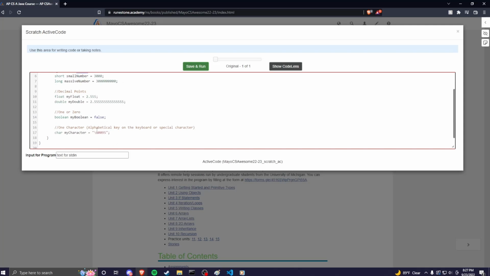Now, as you see here, there's a lot of different data types, okay? And these are called the primitive data types. They are the basic structure that make up Java data, okay? So I've split them up into categories and I'll explain them one at a time.